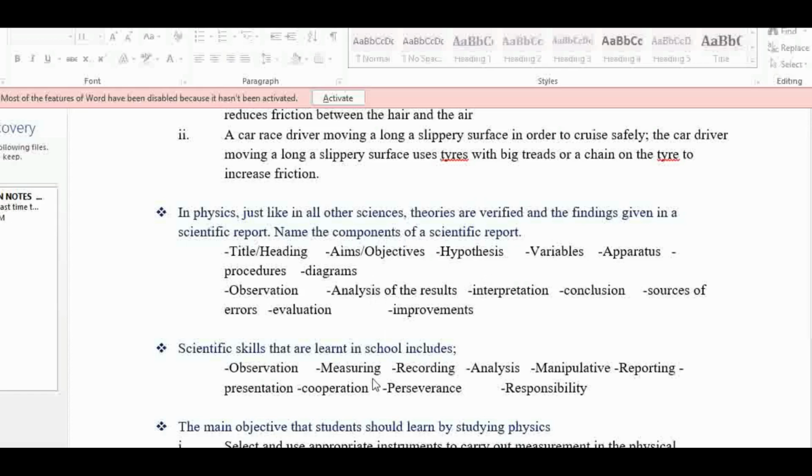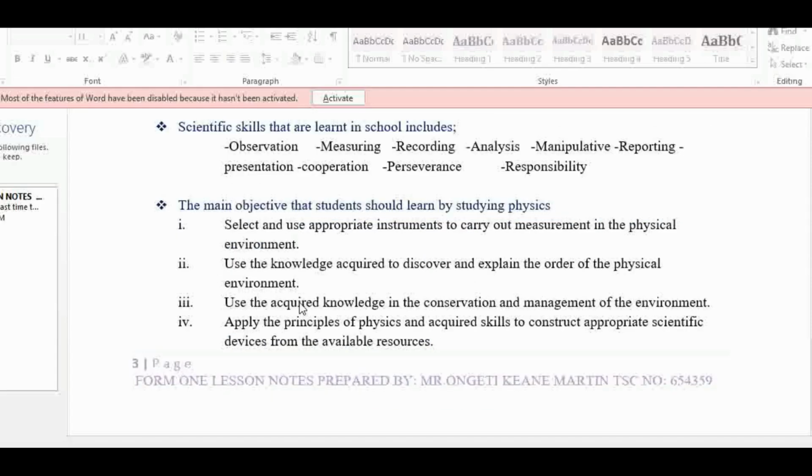Scientific skills that are learned in schools. There are some of the scientific skills that we normally learn in our schools, like observation, measuring, when you go to the lab, recording. Once you've recorded, then you have to analyze the data. Therefore, we gain analysis. Then manipulative skills are gained when you are doing the practicals.